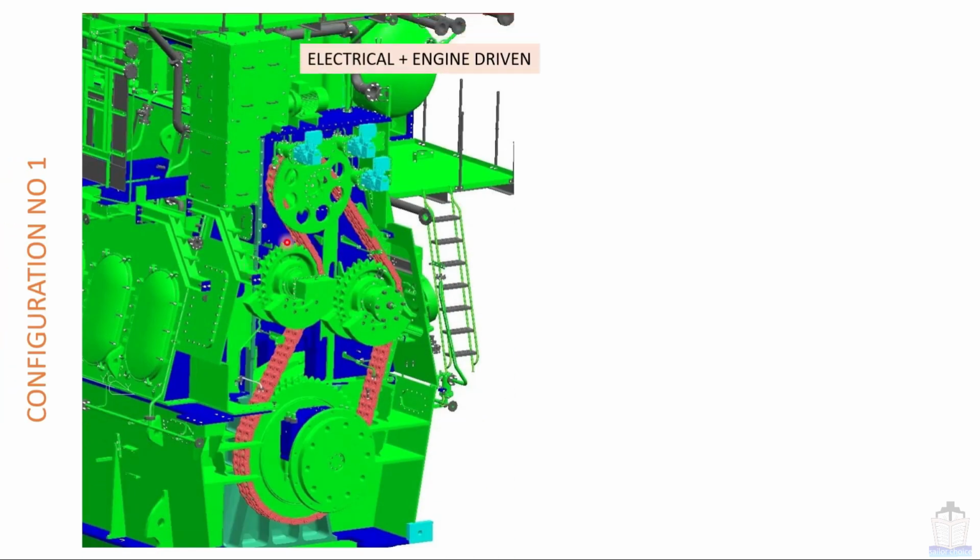Now I am going to discuss the electrical and engine driven pump configuration. So this is configuration number 1. In this picture you can see this is the electrical driven pump and these three are engine driven pumps. So configuration number 1 is all about the electrical plus engine driven.